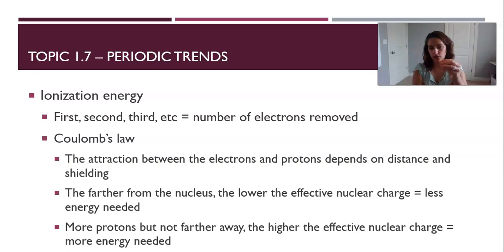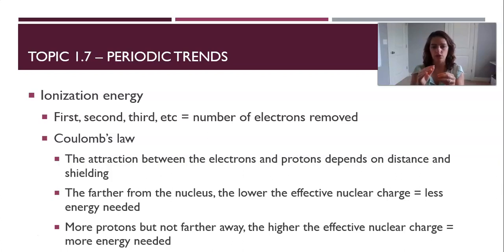Those inside electrons can shield the nucleus, or shield the electrons from the nucleus. So they act kind of as a barrier between the positive pull of the nucleus and the electrons on the outside. So the more shielding that there exists, the less that nucleus can pull. So that's that bullet point where it says the farther from the nucleus, the lower the effective nuclear charge, the less energy needed, because there's that shielding there in the middle. Greater distance also means less attractive force. More protons, but not farther away, means a higher effective nuclear charge.